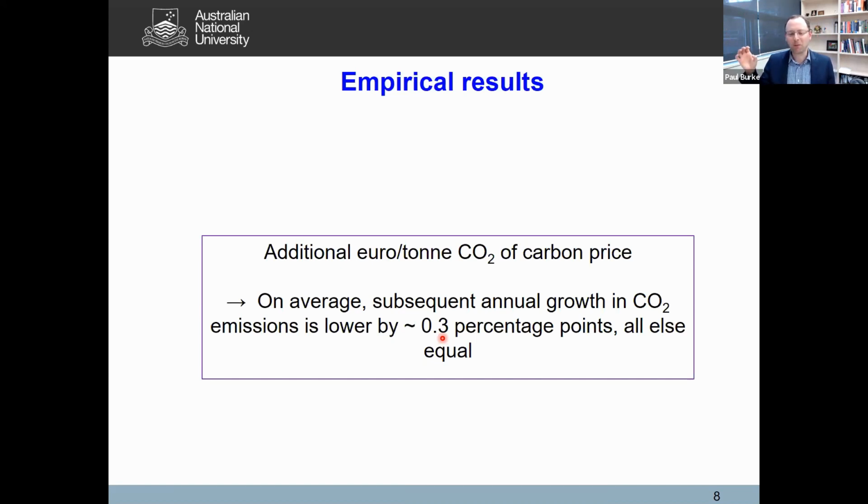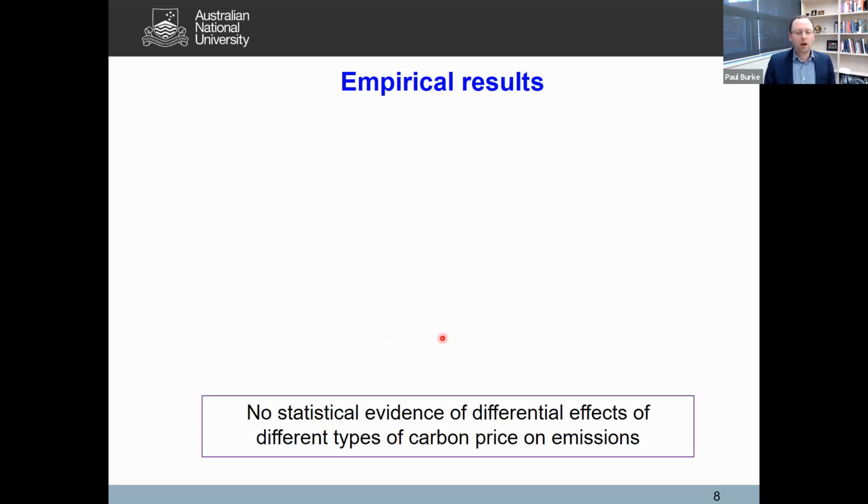Okay, so you might otherwise have been expecting emissions growth of 1% per annum. An additional euro per ton CO2 would drag that down to 0.7% per annum. Difference there being 0.3 percentage points.